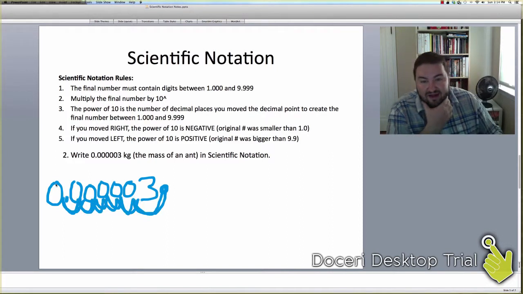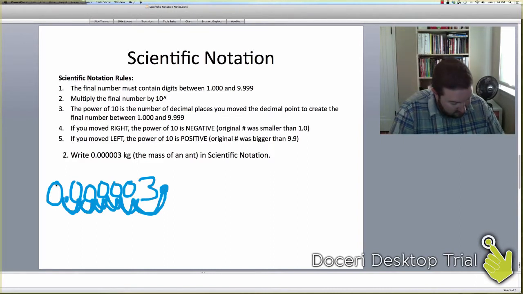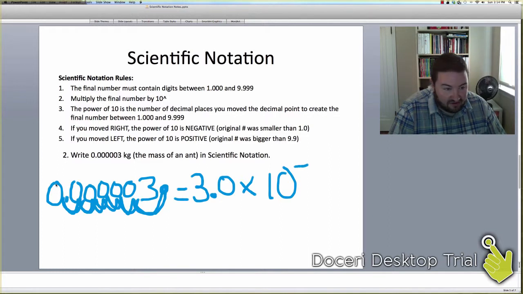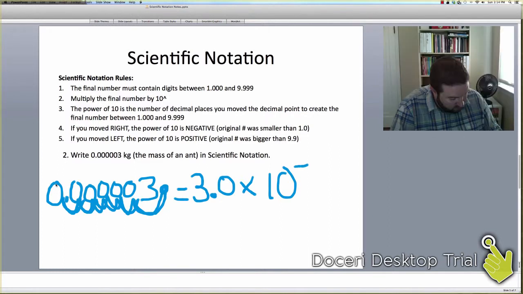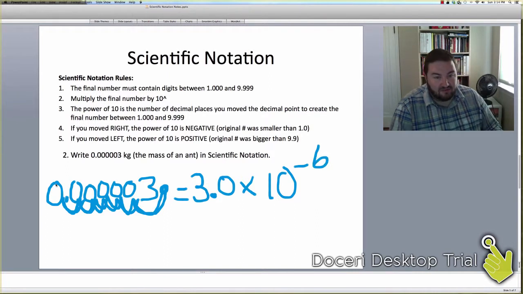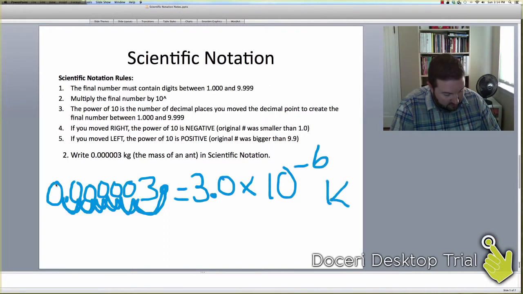And because I went to the right and it was a really small number, we're going to have a negative power of 10. So if I was going to write this in scientific notation, I would get 3.0 times 10 to the negative, because I went 1, 2, 3, 4, 5, 6 places, negative 6th power. And since we're talking about an ant, mass is in kilograms.